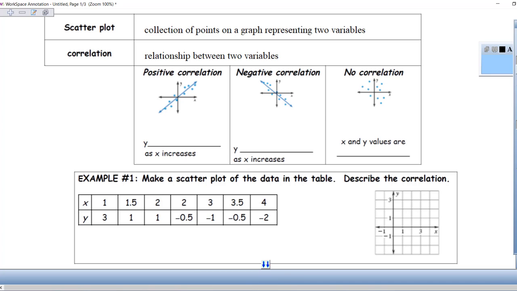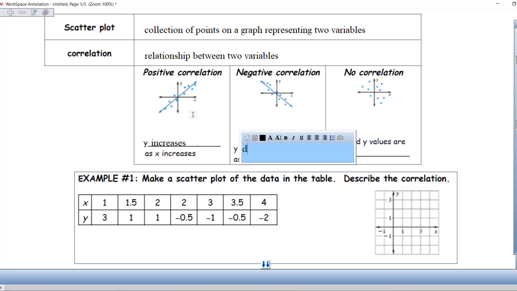There's three different types of correlation. We have positive, negative, and no correlation. In a positive correlation, it's kind of like having a positive slope. Y increases as X increases. In a negative correlation, it's kind of like a negative slope. Y decreases as X increases.